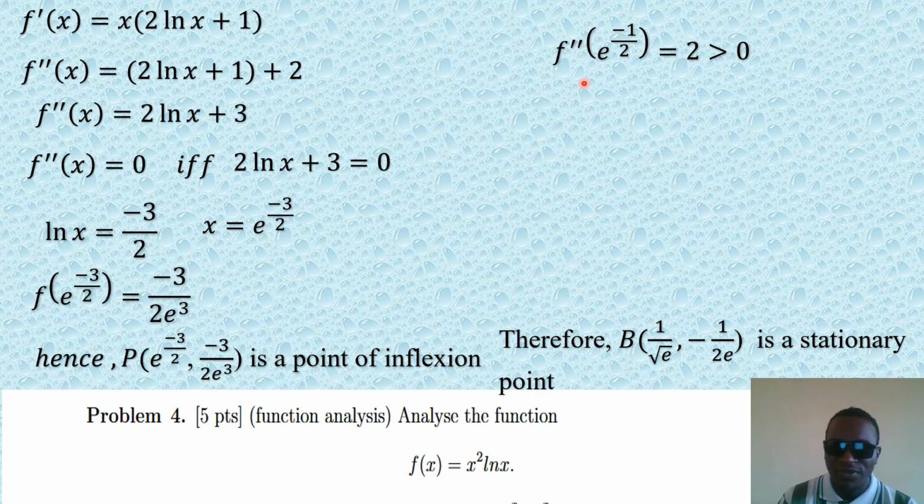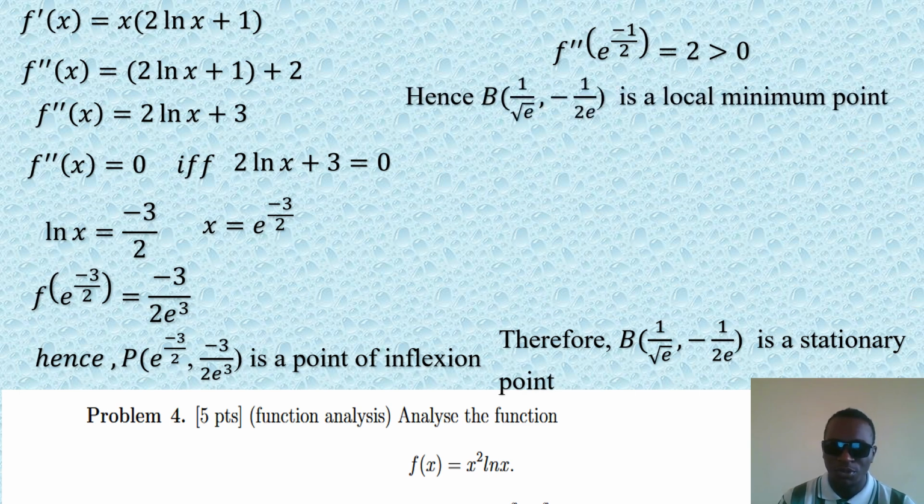So according to this test, when you evaluate f double prime, this is my f double prime, at e raised to the power minus 1 on 2, you end up with 2. And 2 is greater than 0. So it means that the point B, this point, is a local minimum. Okay, it's a minimum turning point.